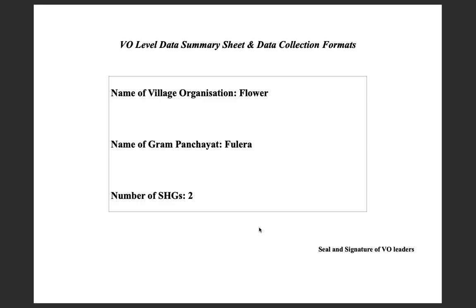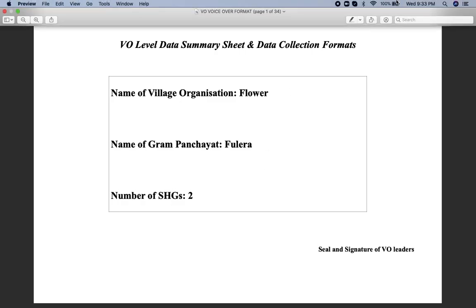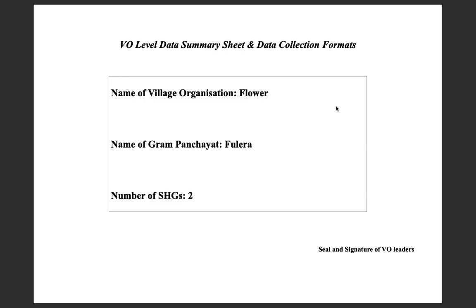Good morning, everybody. So in the last video, we learned how to do the SHG level data set. And now we will learn how to do the VO level data summary sheet and data collection formats. As we all know, we had taken Flower VO, which is in Fulera Gram Panchayat, and it has two SHGs.